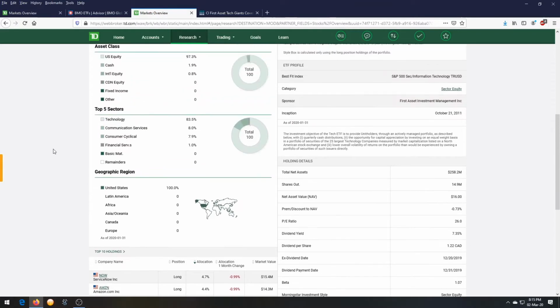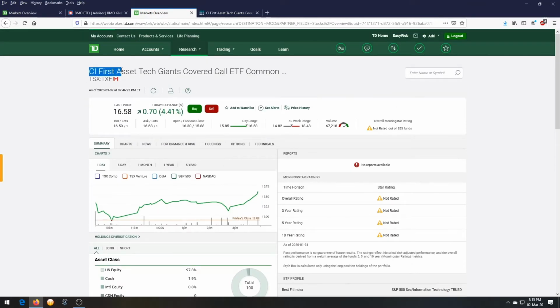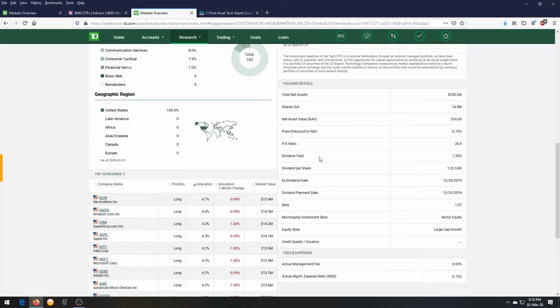So the second example I want to check out is called the CI First Asset Tech Giants Covered Call ETF. The stock symbol is TXF. This ETF is managed by CI First Asset, a financial manager. And just like the name says, it will have tech giants, so a lot of big technology companies. They also use a covered call strategy to boost the income you get from the ETF. If we go down to the dividend information, the dividend per share is $1.22 and the annual yield is 7.35%. Another really good yield that you're getting per year.